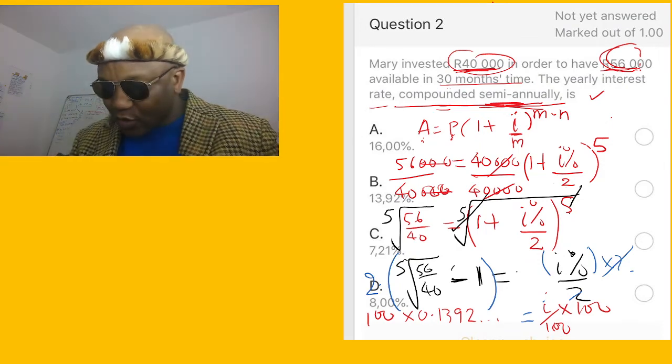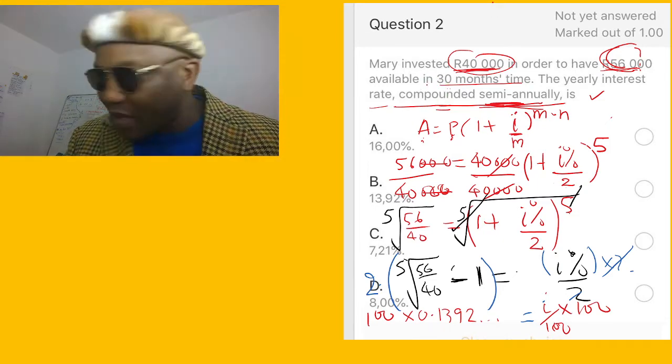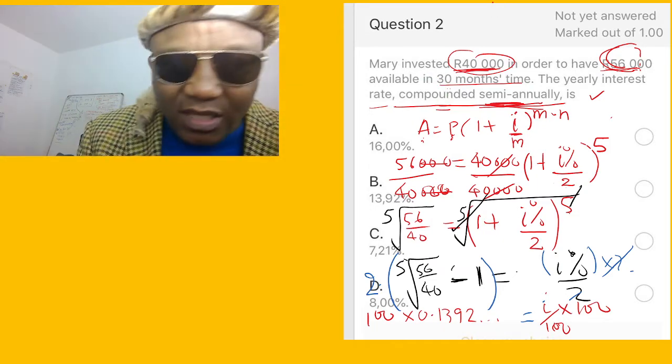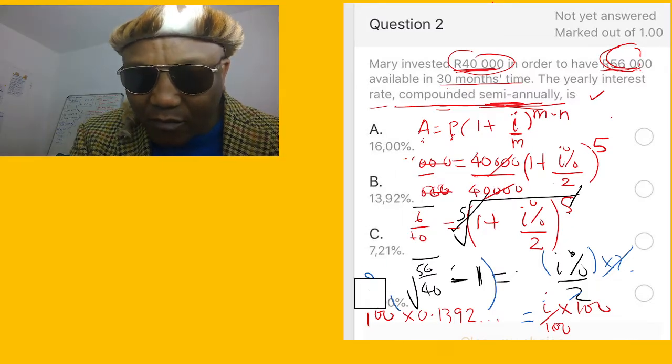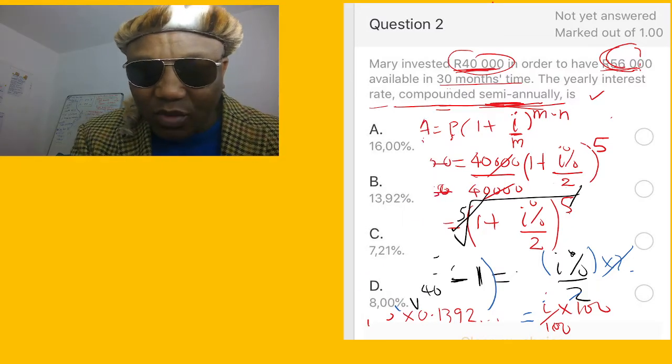Okay, 13.92. 13.92. If you come here, this is going to be option 13.92. Which option is this? Option B. Look carefully, it's going to be option number 2.